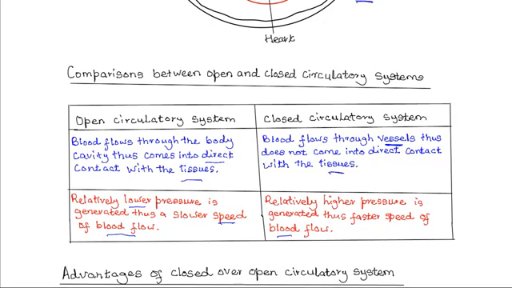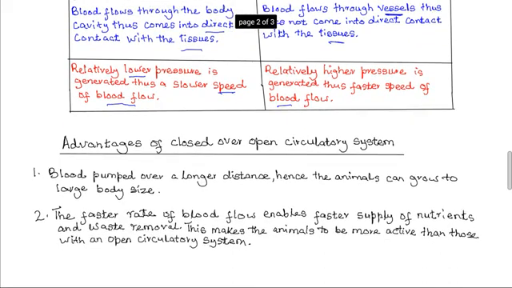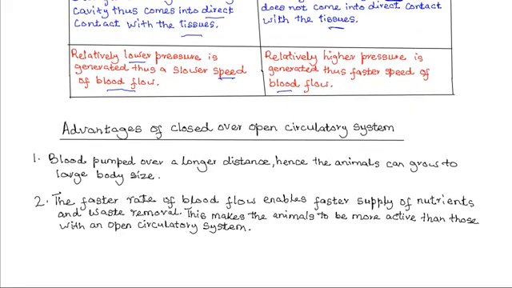And because of this higher pressure that is generated, there are two distinct advantages that the closed circulatory system has over open circulatory system. One, the blood is pumped over a longer distance since there's a greater force pumping it, so it can travel over a longer distance, and this allows the animals to grow to larger size.